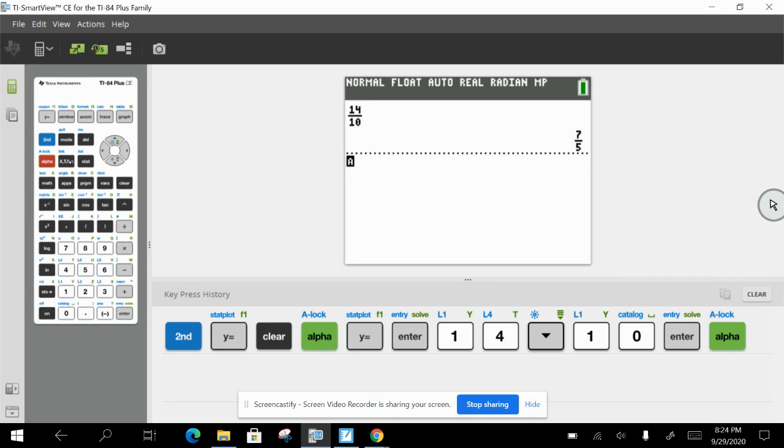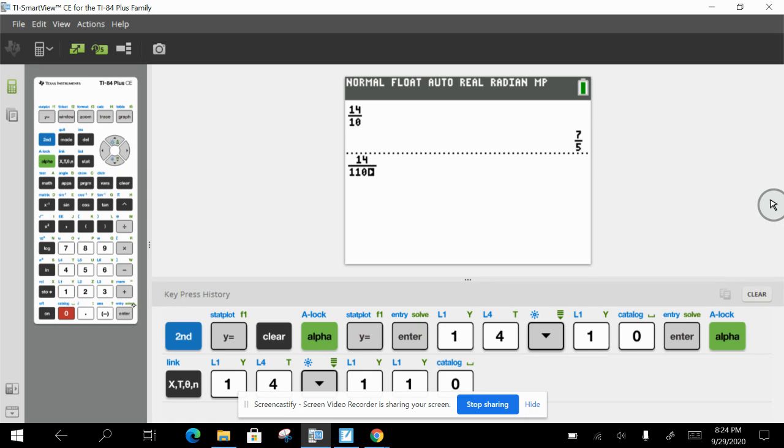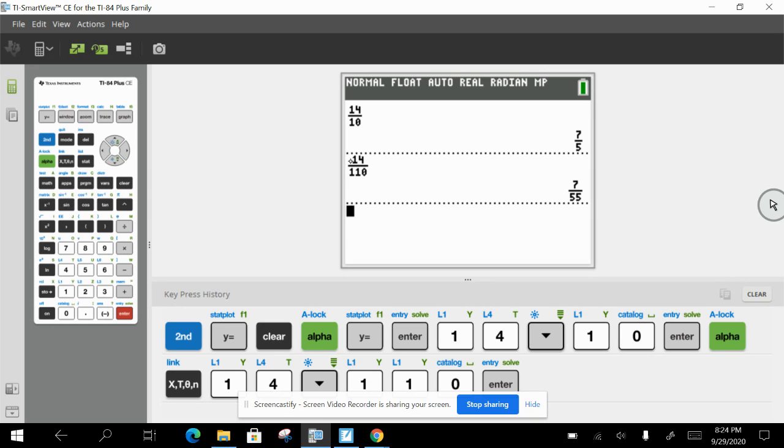Here's another way that I think works on this calculator. If you do alpha and the button right next to it, alpha x, it pops up the fraction right away. So then you can type 14 over 10. Anyways, we figured out what 14 over 10 is equal to.